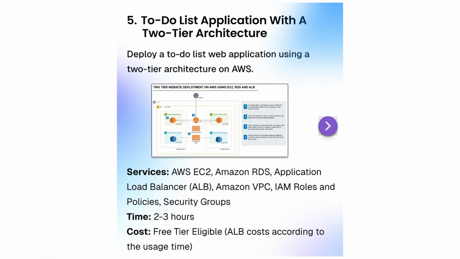The last one is a to-do list with two-tier architecture. Finally, deploy a to-do application using two-tier architecture. You will be spinning up EC2 instances for the web application, hosting your database in Amazon RDS, and connecting everything using an application load balancer inside a VPC. This project sharpens your infrastructure as a service and networking skills. A must if you are preparing for AWS certifications.